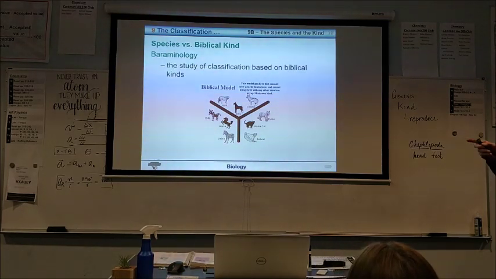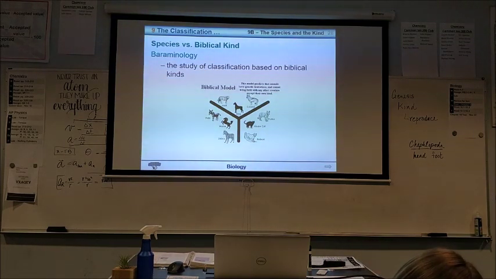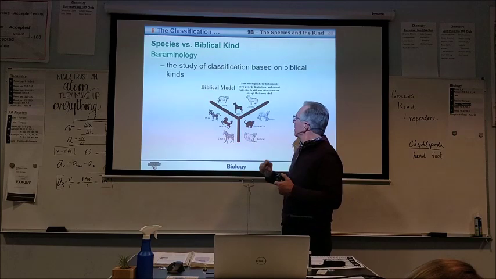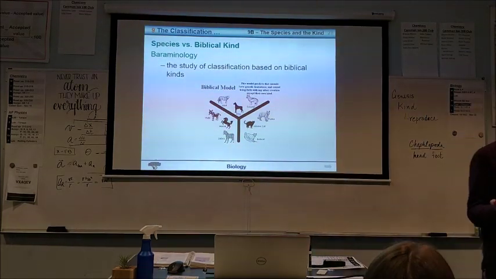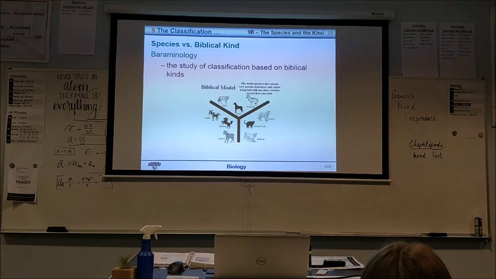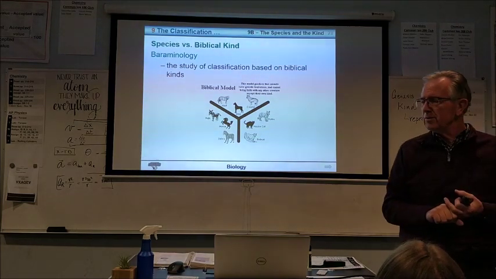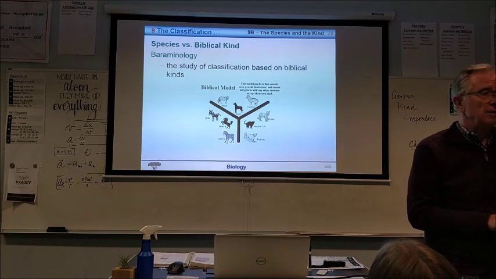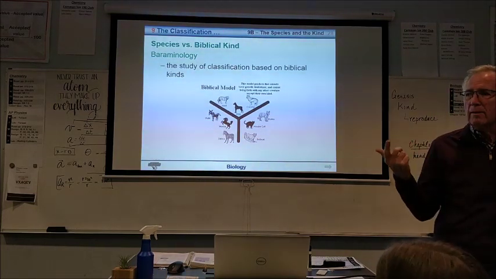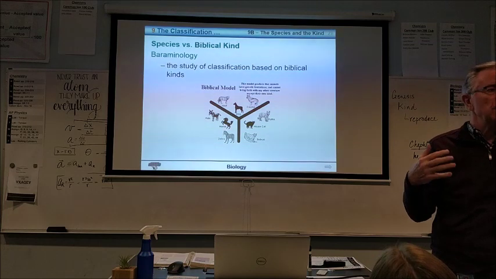Now, the word that they bring up is something called baraminology, and it's the study of classification that's based on the Bible's idea of a biblical kind. And here are some animals that could possibly be in the same kind. Like a dog, a wolf, and a coyote could possibly be the same kind. How would we go about checking to see if they were in the same kind? Well, they have to be able to interbreed and produce offspring.